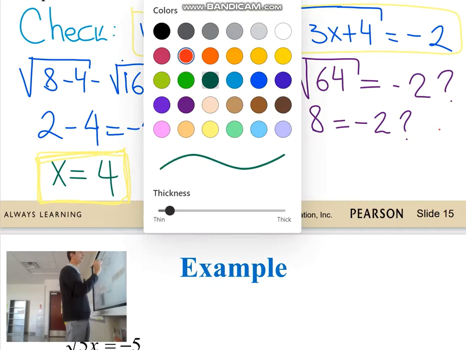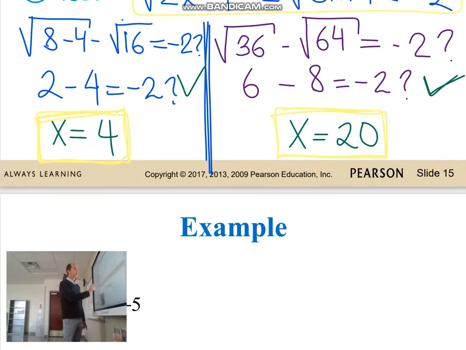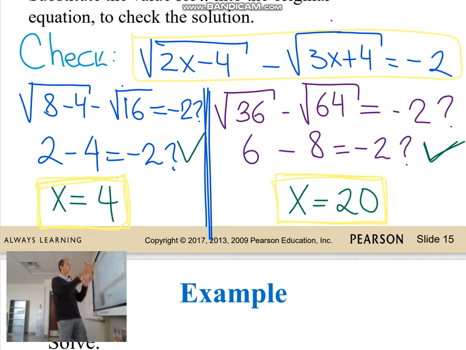We can confirm also that x equals 20 is another solution for the problem, for the equation, because both can be applied into the original equation and produce a true statement. Okay, great.